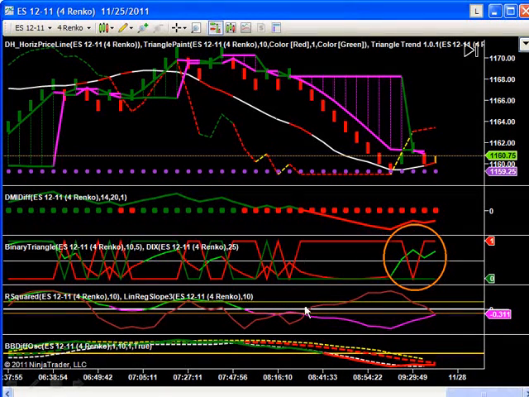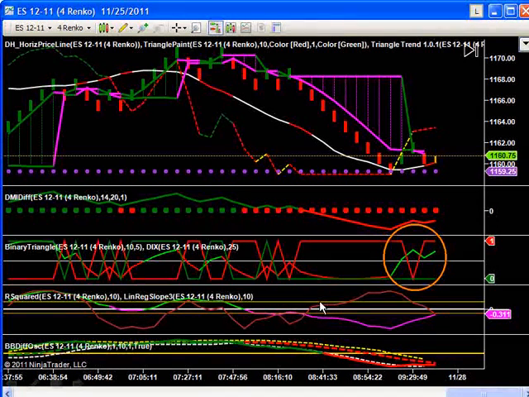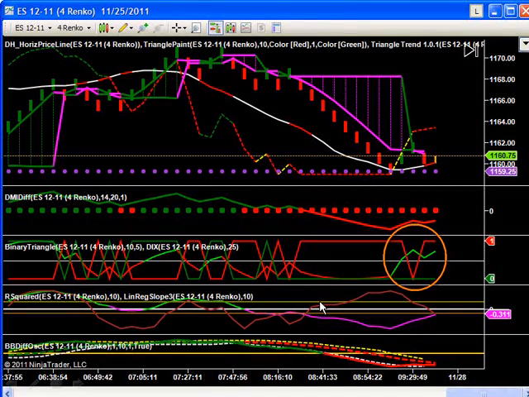Now, I plot the R-square in the same panel as the linear regression slope. This line here is 0.4 and this line is 0.7 related to the R-square. When the R-square crosses above 0.4, that indicates a trend. It doesn't indicate the direction of the trend, but just indicates that the equity is trending. When it crosses above 0.7, that indicates a strong trend. So the linear regression slope is moving down, which indicates the trend is down. This indicates a strong trend down.